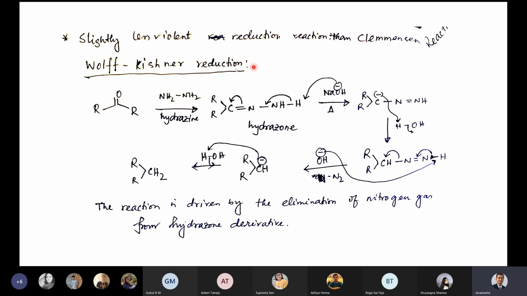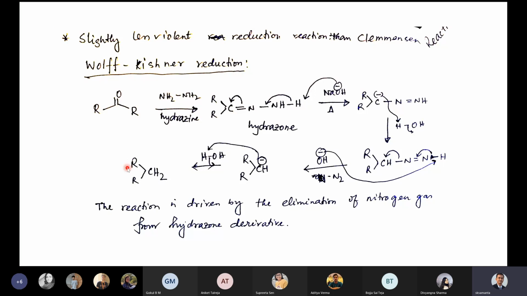You have also heard, I think, this name, if not the mechanism, but at least you have heard this reaction. So what do we take in this reaction? We take mostly, again, the ketone. We use hydrazine in presence of NaOH, and we see that the reduced product has been formed.